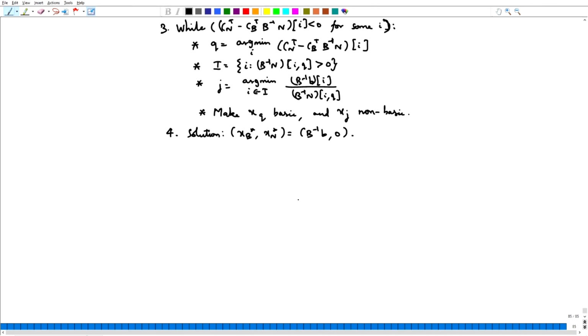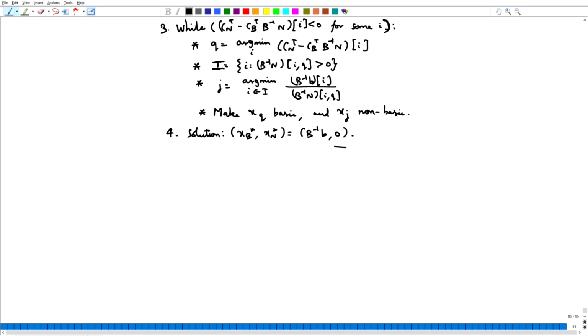So, yeah, that is basically the simplex algorithm. Okay. So, there is one case that I have not discussed in the lead up to the algorithm that we have had. That is, what if the set capital I, what I have written here, is empty. That is possible as well.